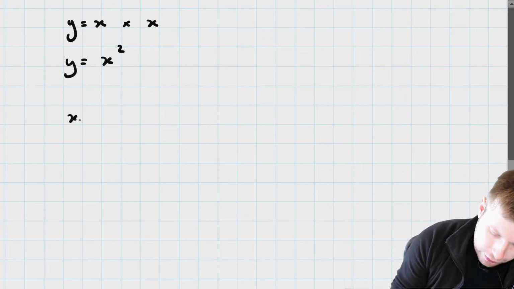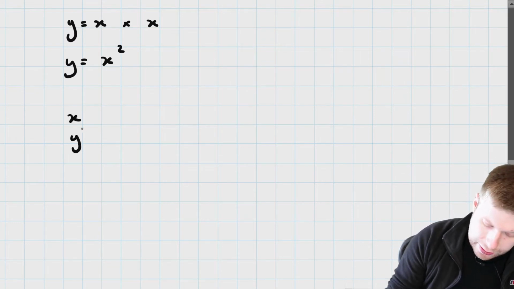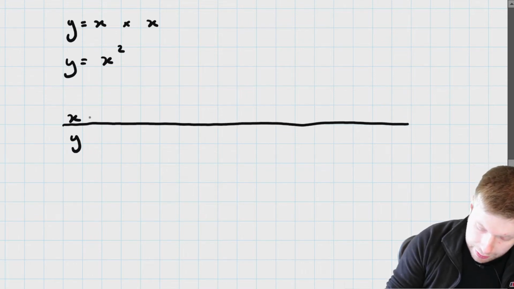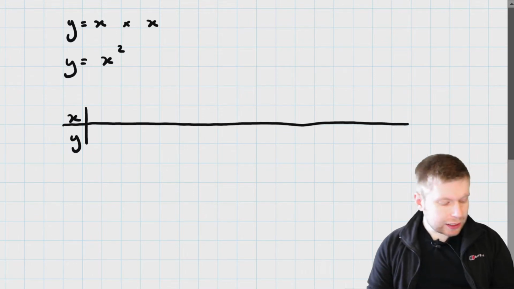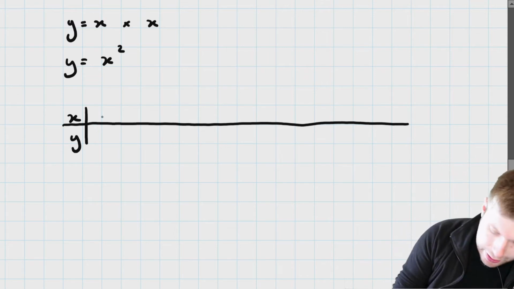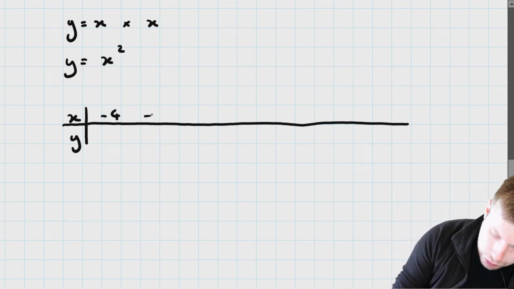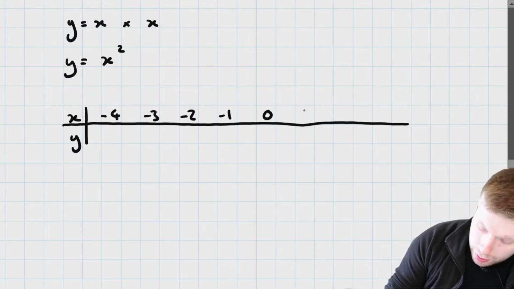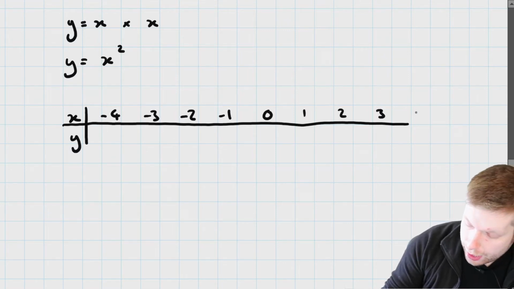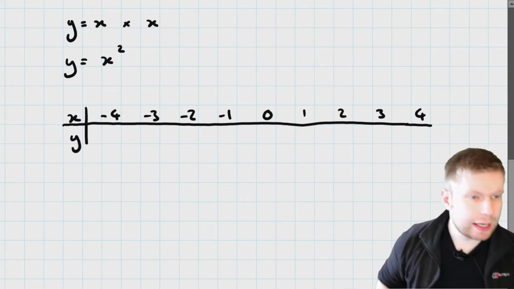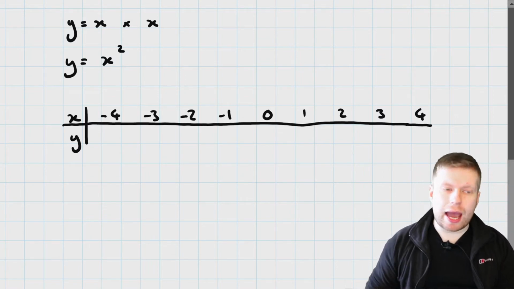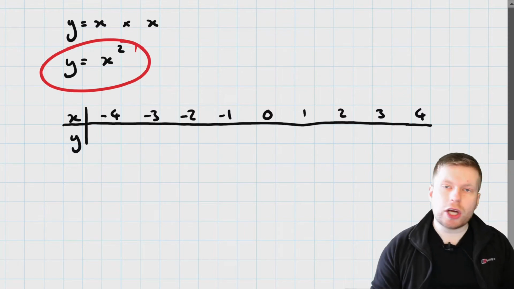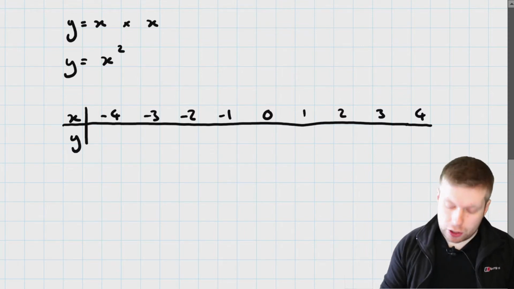I'm going to draw myself a table of values where I have x and then I have y. I'm just going to draw myself a nice little table here. So let's start off with, say, x from -4 right the way through to 4. So -3, -2, -1, 0, and then 1, 2, 3, and 4. Fantastic. Now let's see what the y value we get when we stick our x value in.